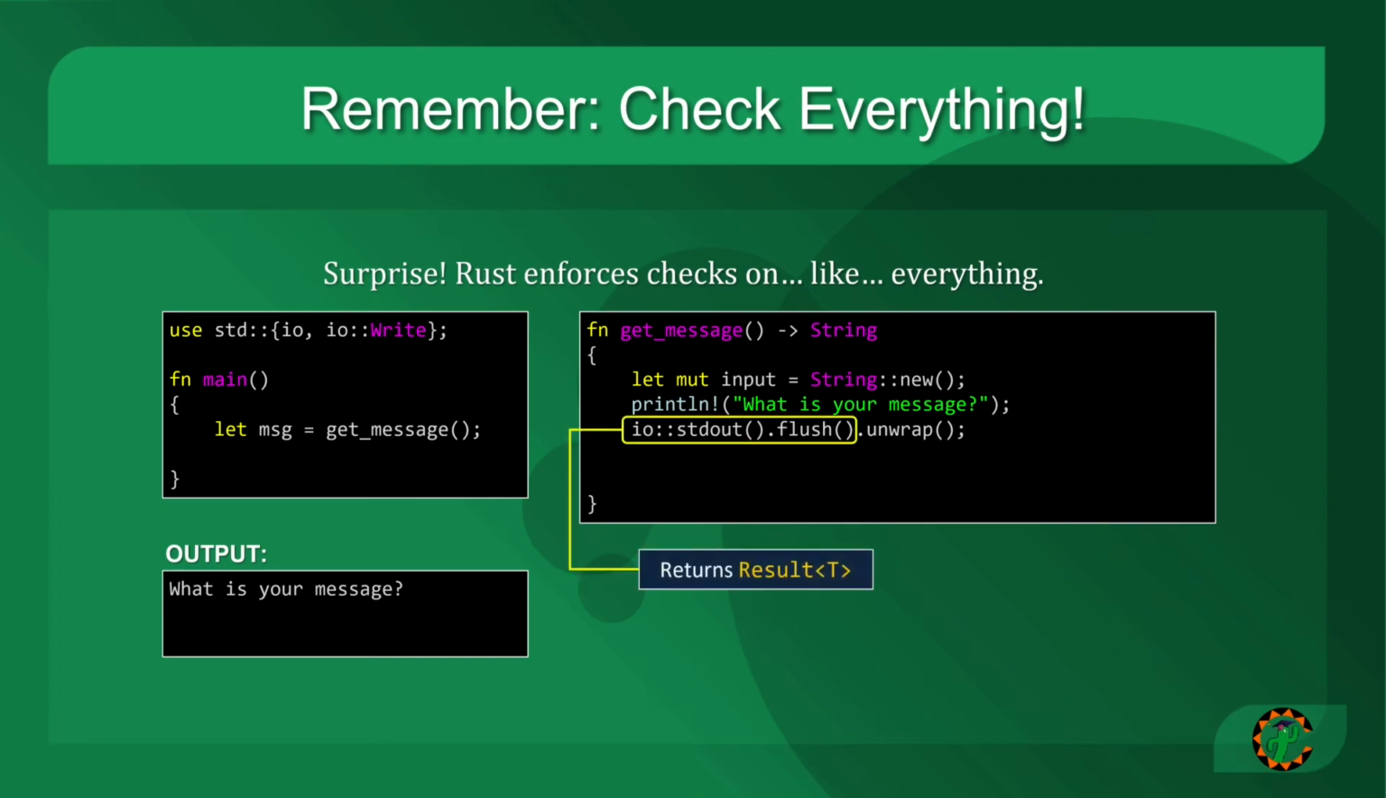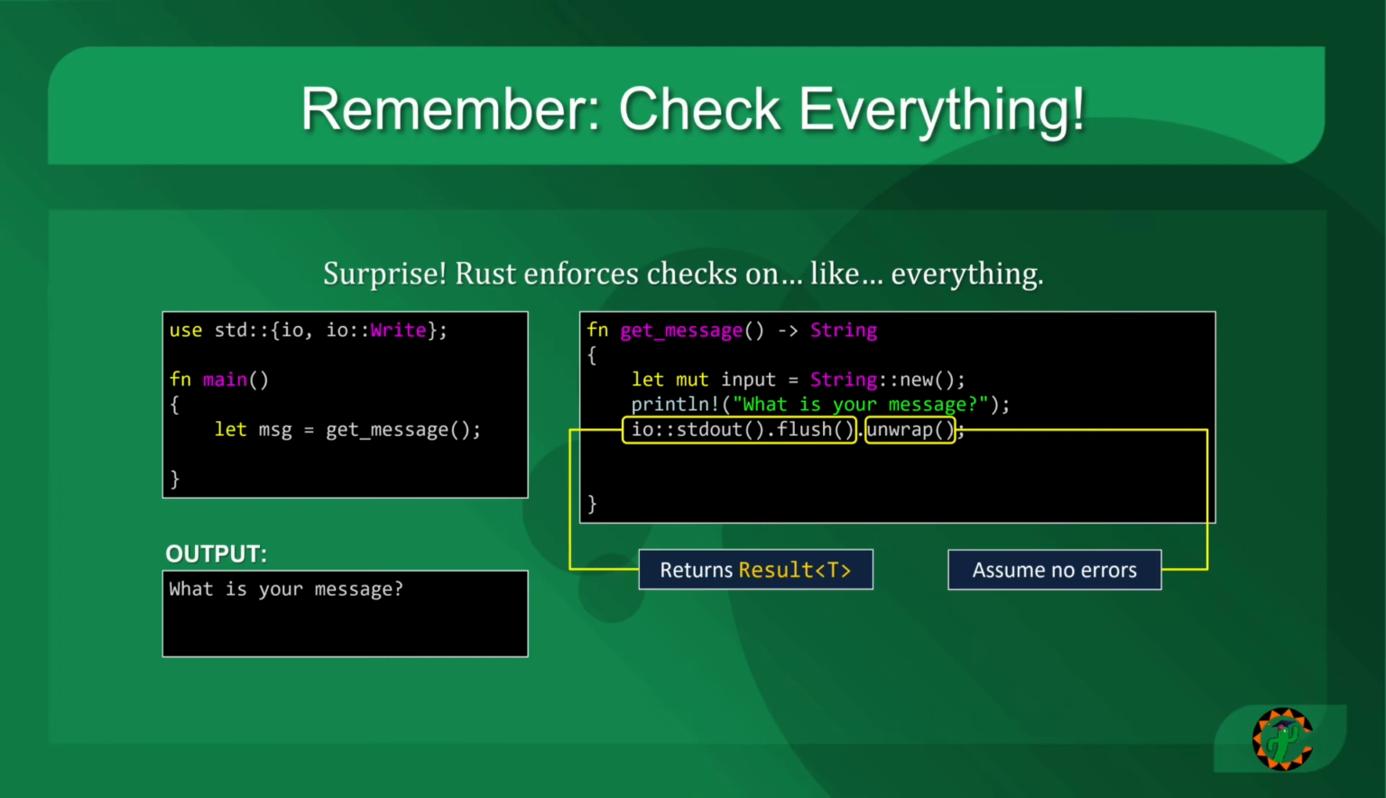A result holds any returned value, if there was one, and also an error value in the case that there was an error. This is what the compiler was complaining about us not handling before. An easy way to silence the compiler is to call the result's unwrap function, which essentially assumes that there is no error and continues.